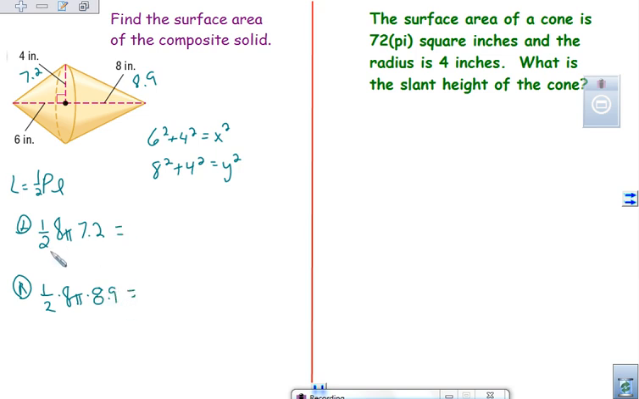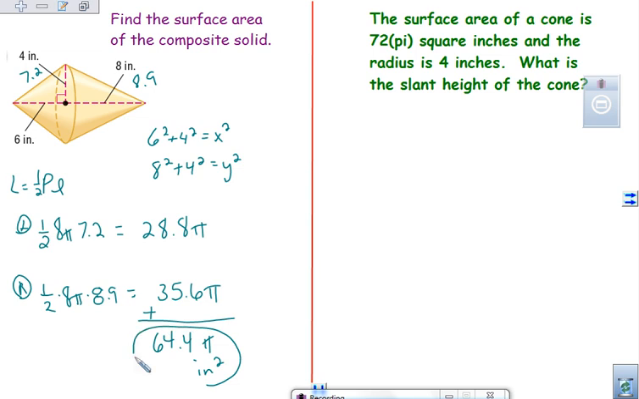So plug and chug the left, plug and chug the right, and then we'll add those numbers together. I'm going to leave them in terms of pi. So I get 64.4 pi inches squared, or square inches.